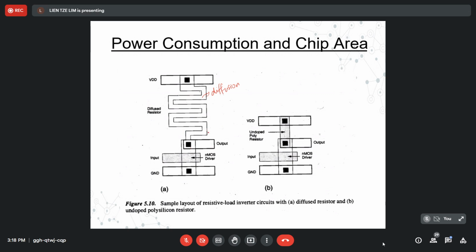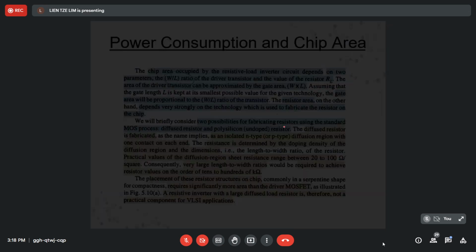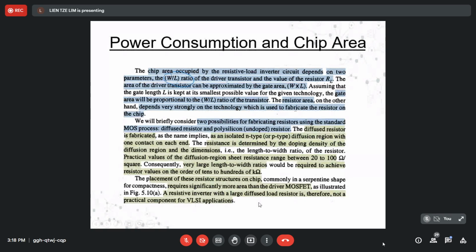Just now I mentioned there are two MOS processes. One is the diffuse resistor, another one is the undoped poly resistor. Practical values of the diffusion region sheet resistance range between 20 to 100 ohm per square. Consequently, very large length to width ratios would be required to achieve resistor values on the order of tens to hundreds of kilo ohm.